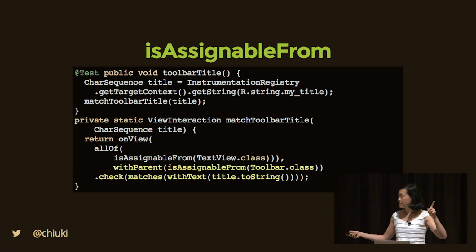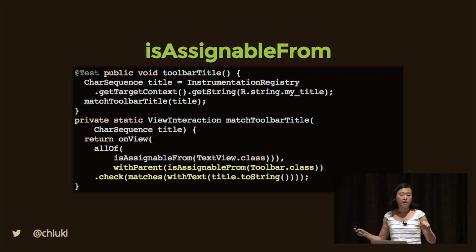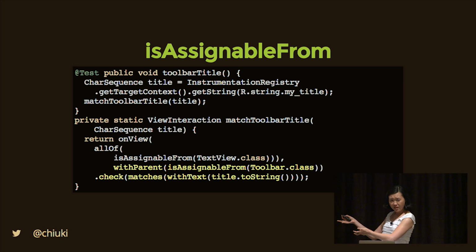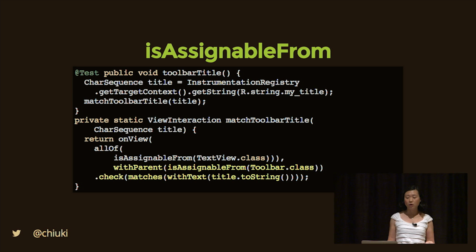The first condition is the view itself is a text view. The second condition is that that view also has a parent that is of type toolbar. So we are trying to translate what we see in hierarchy viewer into the matchers. So with all that, we will find that particular text view, and then we can go ahead and do the withText match so that we can verify that the toolbar is displaying what we expect it to display. So far, so good? OK, good. Exercise this much of your body.